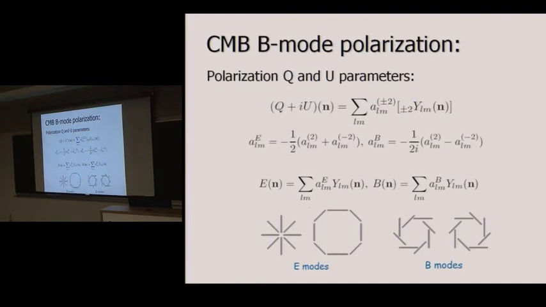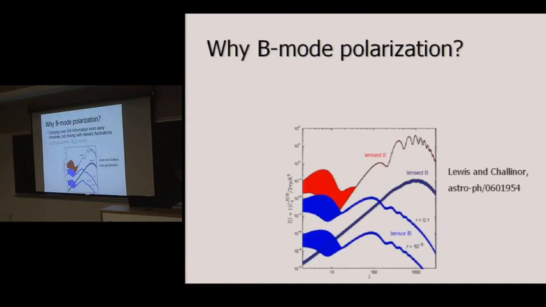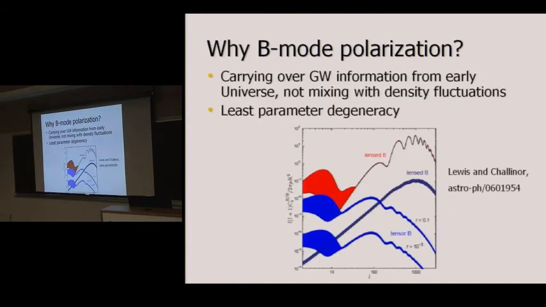E-mode polarization is a curl-free mode, and B-mode is the so-called divergence-free mode. Only the B-mode can carry this very important information for the tensor contribution. The reason people use the B-mode polarization is not only that it carries gravitational wave information from the very early universe without mixing with density fluctuations, but also because it suffers very little parametric degeneracy.